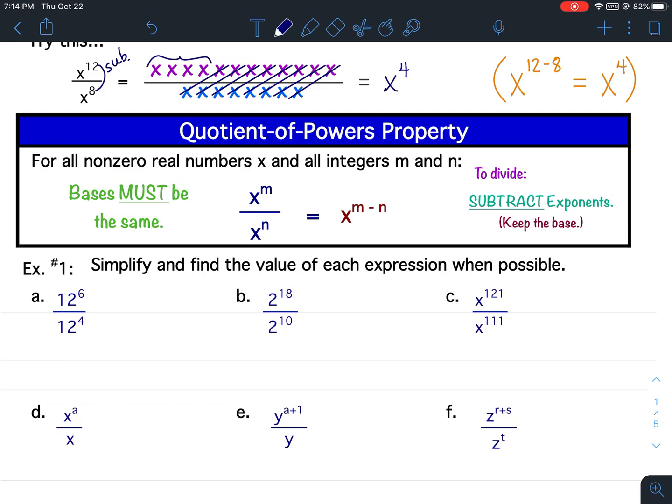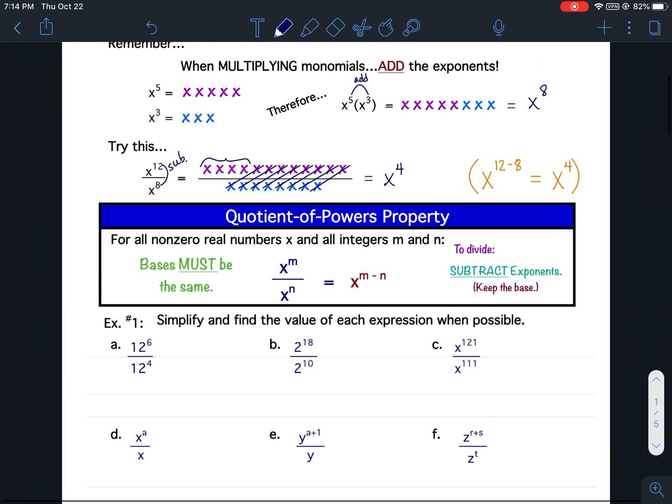So one last time, the quotient of powers property means that you will subtract the exponents. If the bases are the same, to divide, you subtract the exponents. If you have any questions on that, let me know.